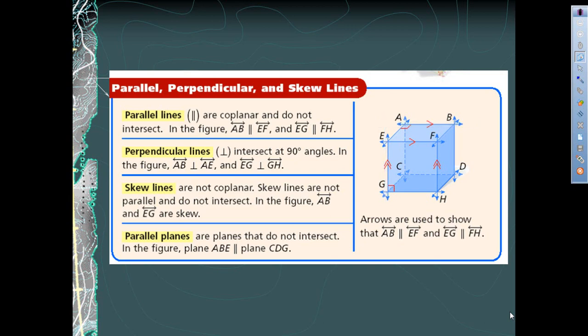Parallel planes are planes that do not intersect. In the figure, plane ABE is parallel to plane CDG.